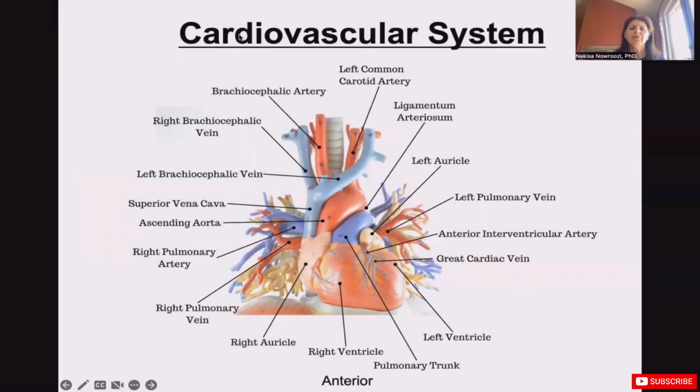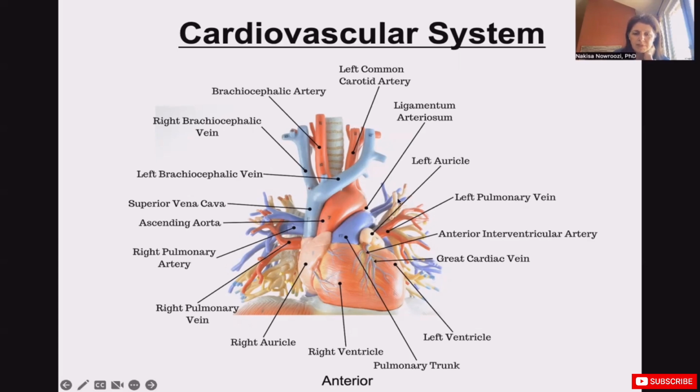Here, we're going to move towards the blood vessels. Here, I'm seeing cardiovascular system. So I'm seeing part of the heart and part of the blood vessels. Again, to orient ourselves, this is anterior view. You have right ventricle, left ventricle, right auricle, and left auricle. This is pulmonary trunk, which is branched into pulmonary arteries on the right and left, and pulmonary veins on the right and left in red.